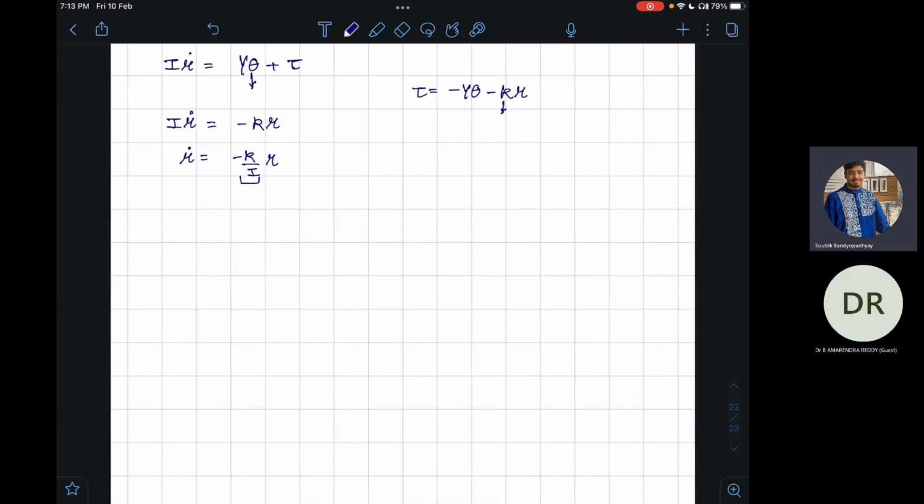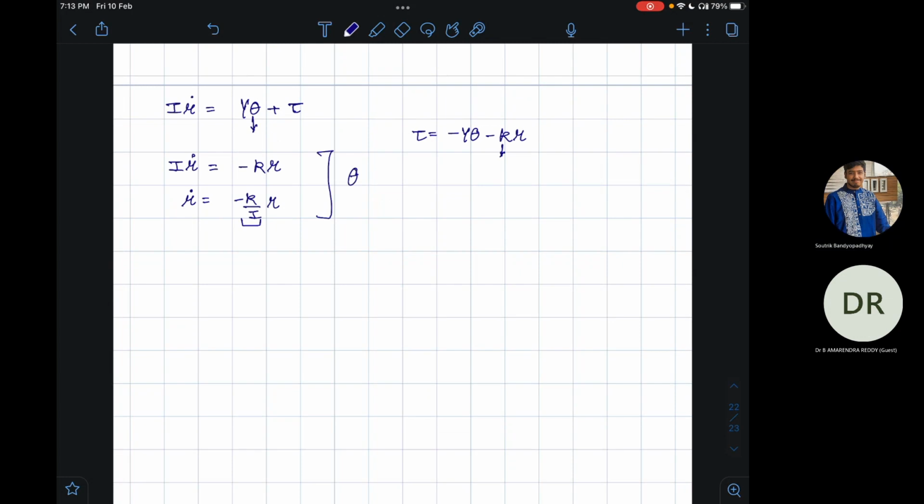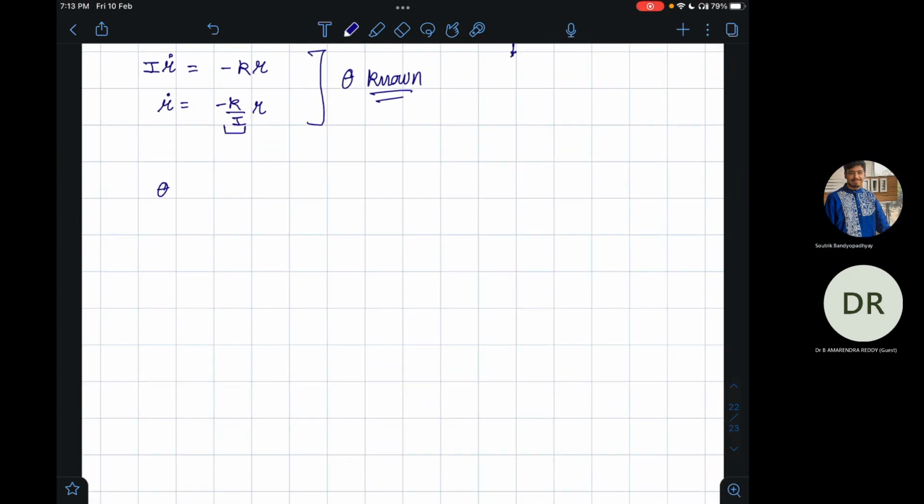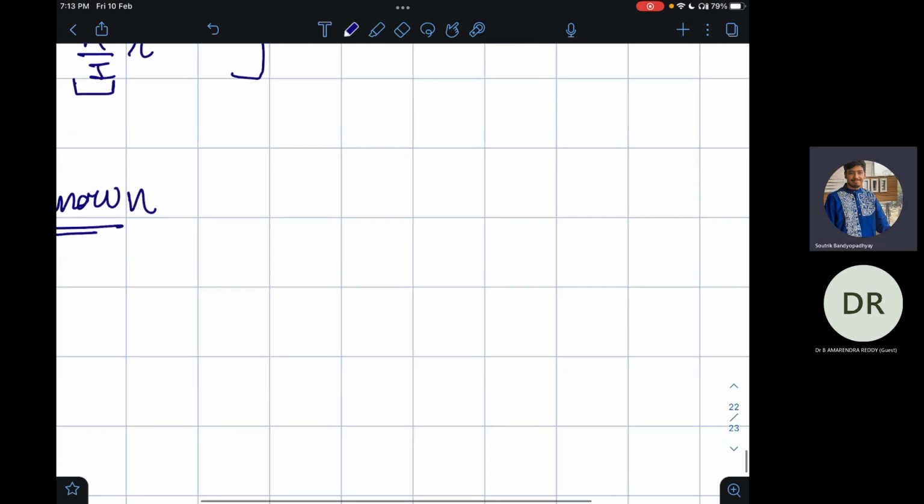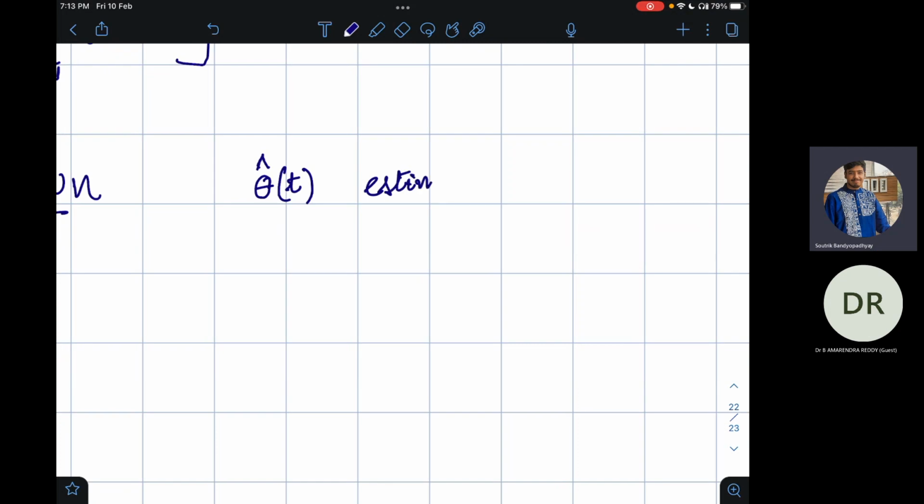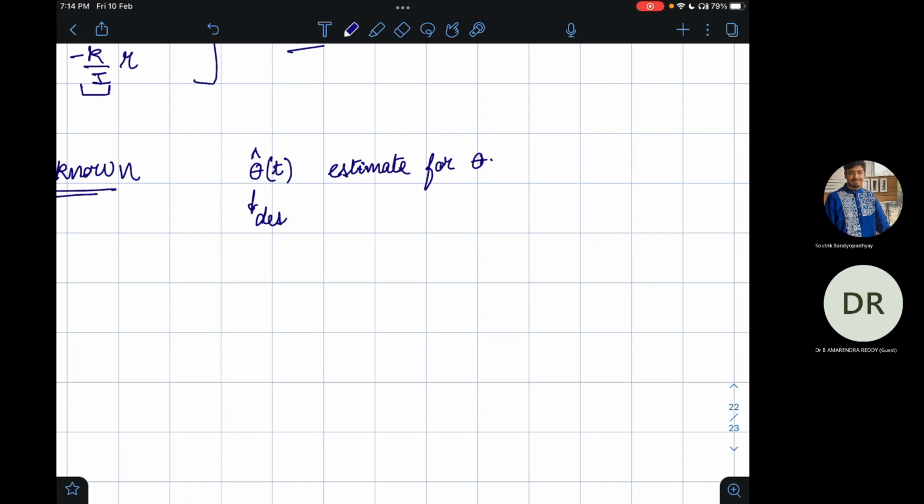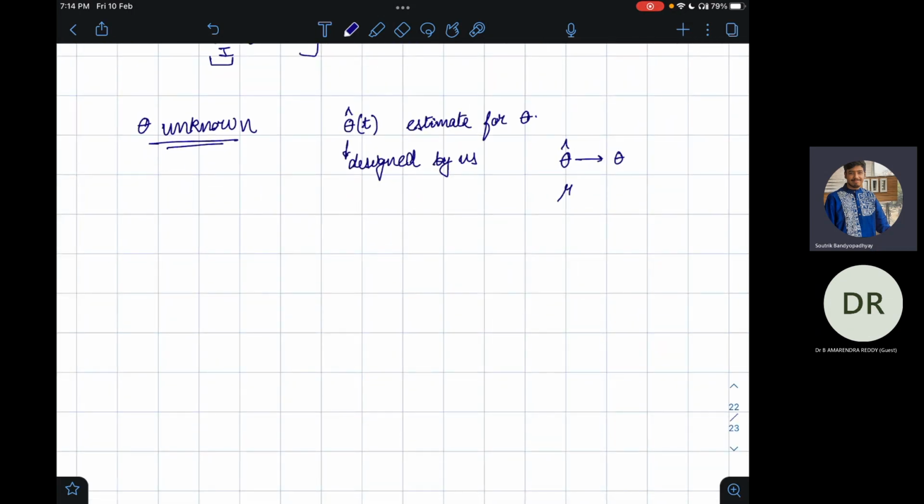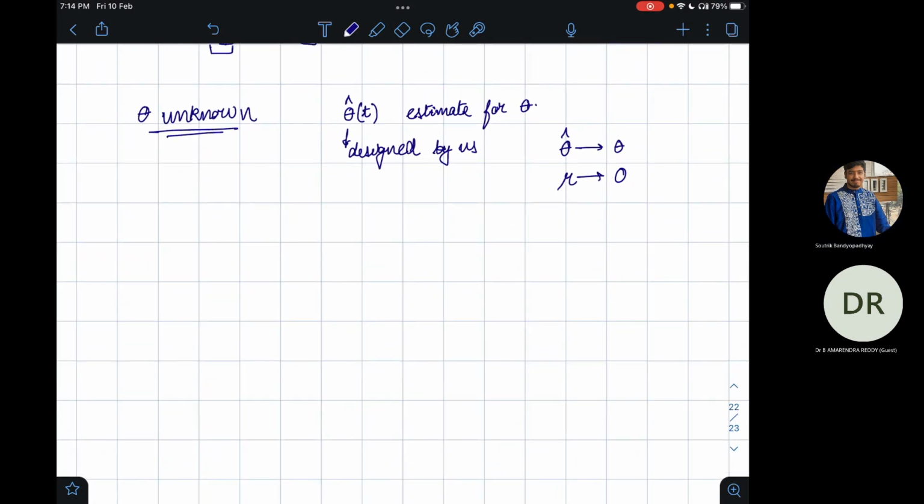Okay. Now this was the case where theta was known, right? But what if theta is not known? If theta is unknown, then we take a theta hat, which is a function of t, to be an estimate for theta. This we would design. Now the objective is to make theta hat go to theta, and we have to make r go to 0. So these are the two objectives of ours, right?